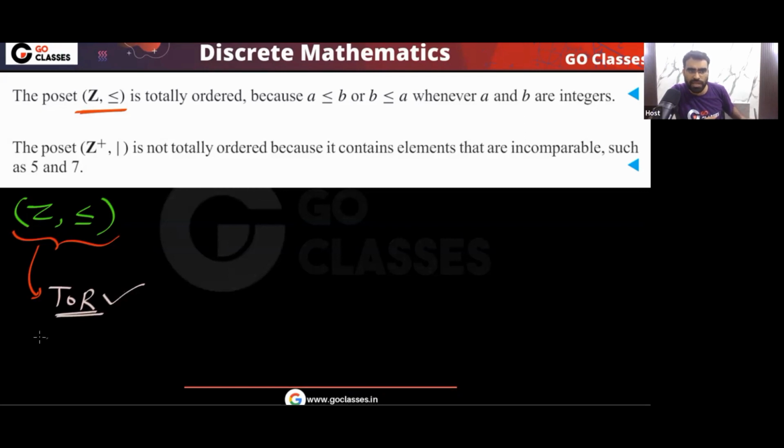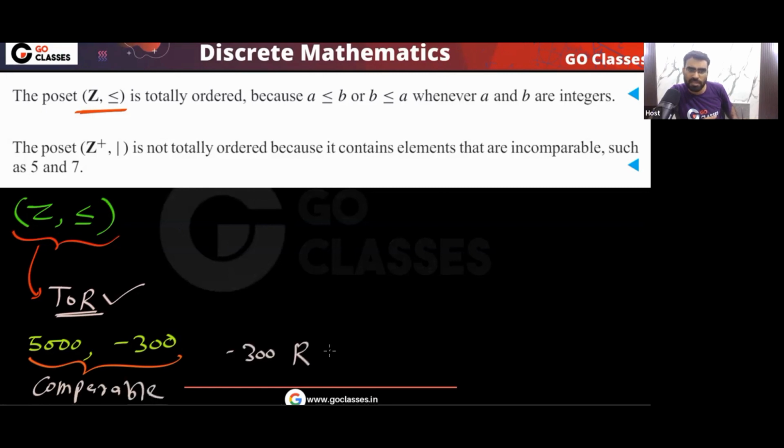Because if I give you any two elements, for example 5000 and -300, are they comparable? Yes, they are comparable, because -300 is related to 5000. So very simple. This is a total order. What about the next one?